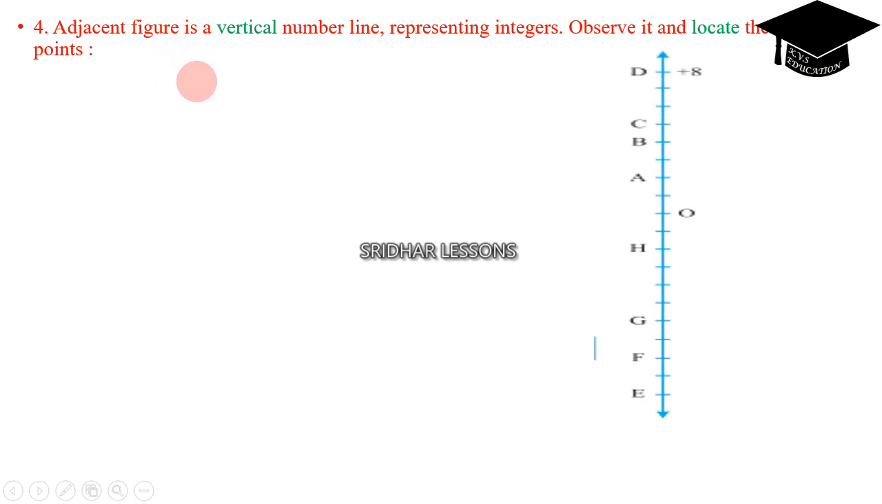Fourth problem. The adjacent figure, see here, is a vertical number line representing integers. Observe it and locate the following points. If point D is +8, which point is -8? Sorry, this is the +8. D represents +8. So from the origin, we have to go 1, 2, 3, 4, 5, 6, 7, 8. So F represents -8. Okay, 8 positions below.